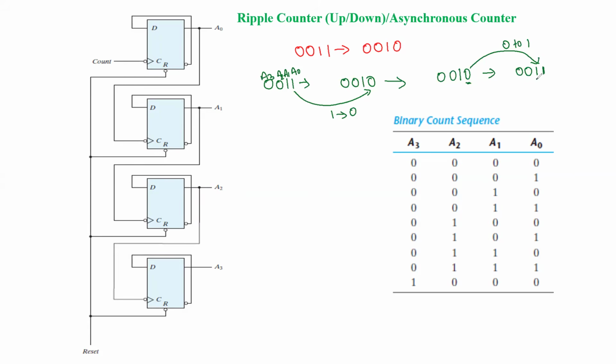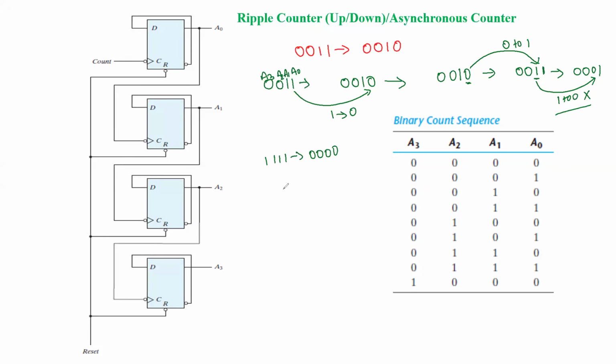So finally, now this A1 will change, and we'll get 0, 0, 0, 1. Now again it has changed from 1 to 0. So whenever it changes from 1 to 0, it doesn't have the capability to change the next flip-flop. So we'll get again 0, 0, 1. Like this, in the descending order, it will count from 15 to 0. After that, again it will reset and start counting in the descending order from 15 to 0, which is called a down counter.